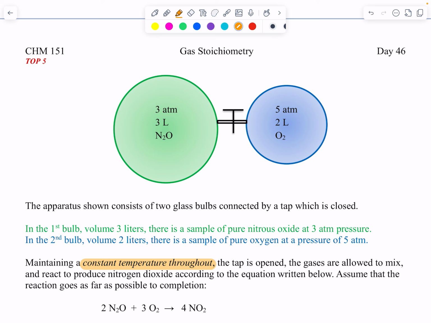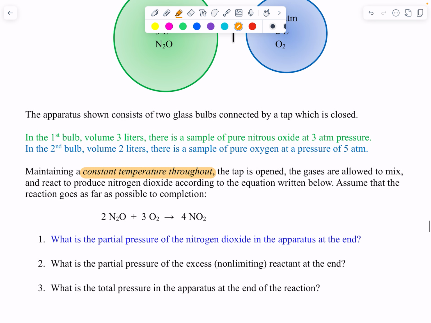So these guys are going to mix, make as much product as possible. All right, there's 3 questions. How much product is available? How much NO2 is available at the end? What's the partial pressure of whichever one's left over? So whether nitrous oxide is in excess or oxygen is in excess, one of them will be in excess. We want to know what that pressure is. And then we want the total pressure. So if we were to ask just 3, we'd have to do 1 and 2 first to get to 3.